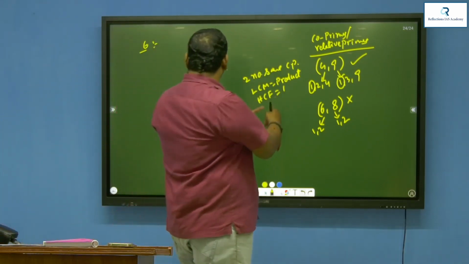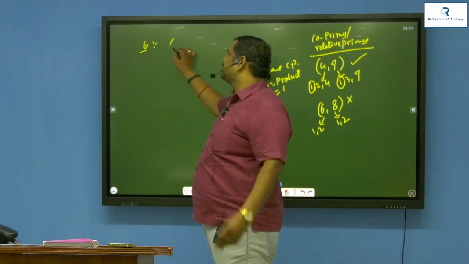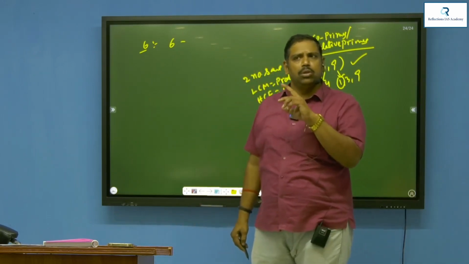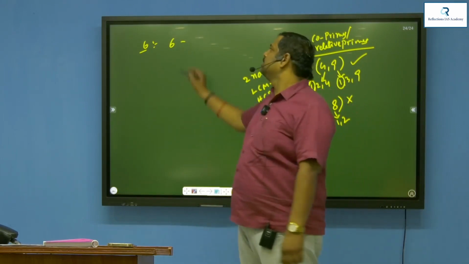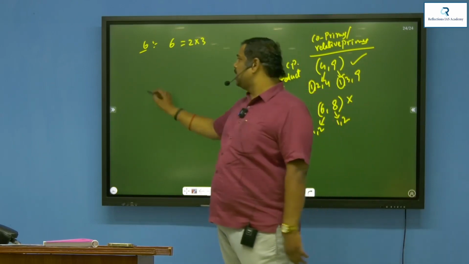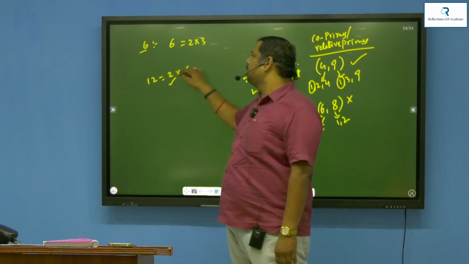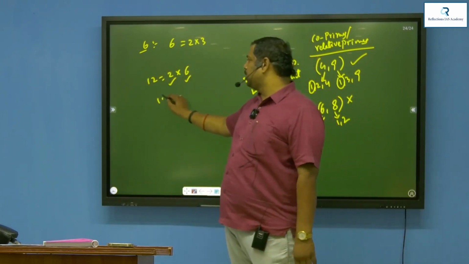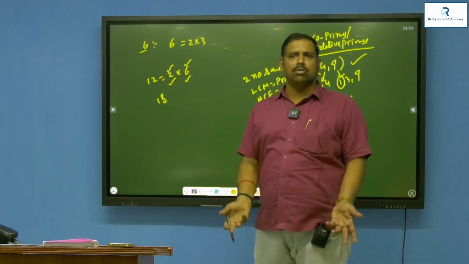Now I will go with the divisibility rule of 6. What is the divisibility rule of 6? The numbers which are divisible by both 2 and 3. Why 2 and 3? Because 6 is equal to 2 into 3. Now I get a doubt: 12 is 2 into 6, so are the numbers divisible by both 2 and 6 divisible by 12? No. Take an example, 18. It is divisible by 2 and by 6, but not by 12. Hence that answer is wrong.